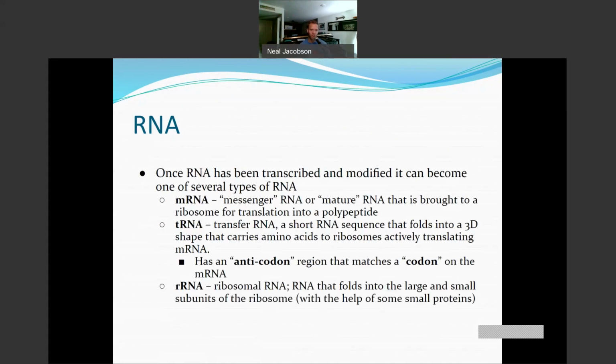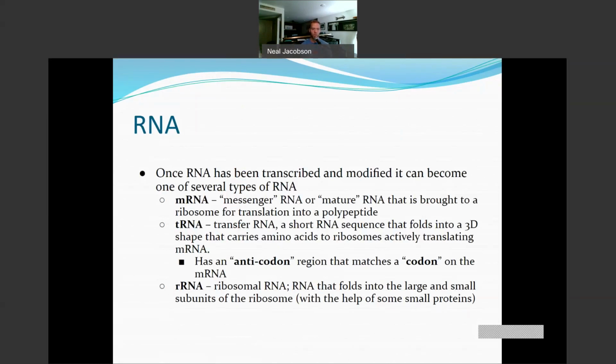Then we have rRNA, ribosomal RNA. So once the gene for the ribosome is transcribed into RNA, that RNA then folds into a shape, and yeah, it's got a few small proteins in there too to help it keep its form. But the ribosomal RNA is what turns into a ribosome. So a ribosome is literally made out of RNA, and it translates RNA into amino acids. So it's kind of cool. You get functional products from RNA, right? And not everything is proteins, right? Some of it is RNA.